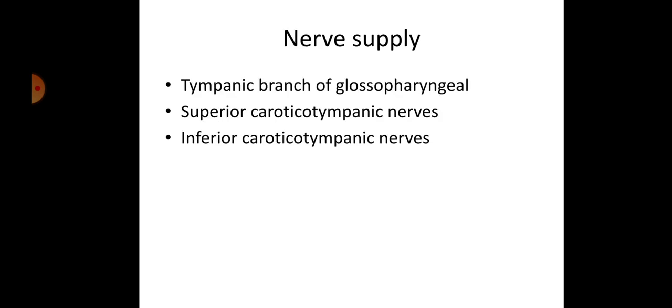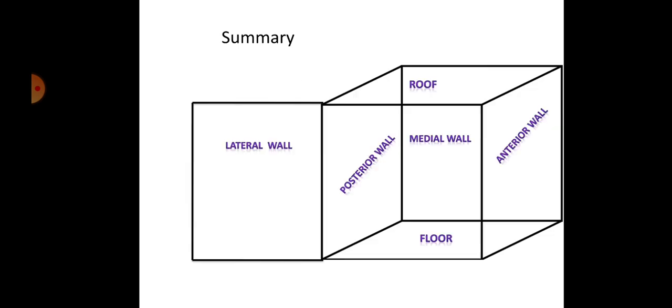And next, nerve supply. In the middle ear, mainly one nerve is present, called the tympanic branch of the glossopharyngeal nerve. This is supplying this area. Apart from that, there are two more nerves, the sympathetic nerve supply, that is the superior and inferior caroticotympanic nerves. The caroticotympanic nerves arise from the carotid plexus. The carotid plexus is related to the sympathetic nervous system. They are managing the middle ear.